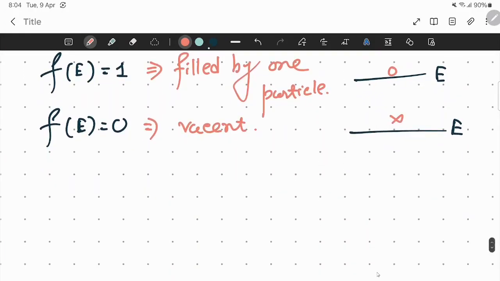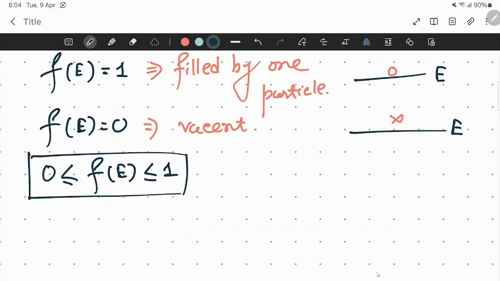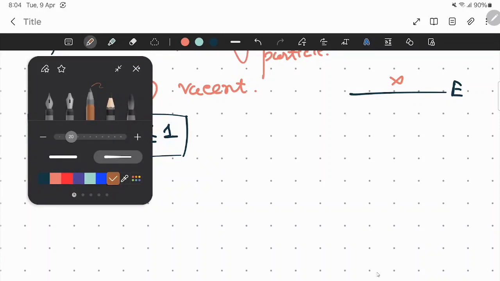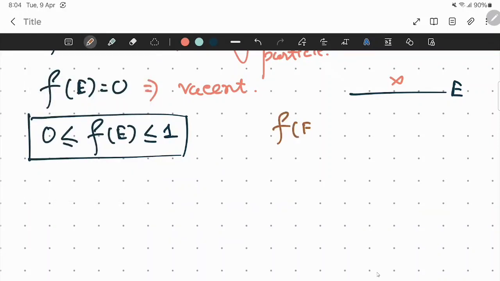Now this F(E) can vary between 0 and 1, because a particle can be 0 or 1, but the probability of having a particle is obviously a probability, so it can vary between 0 and 1. I think this is clear. So that's why this essentially signifies the probability of having a particle in that energy level E.